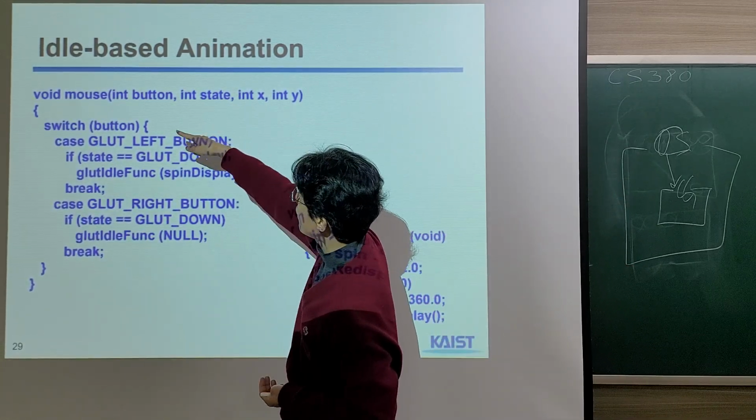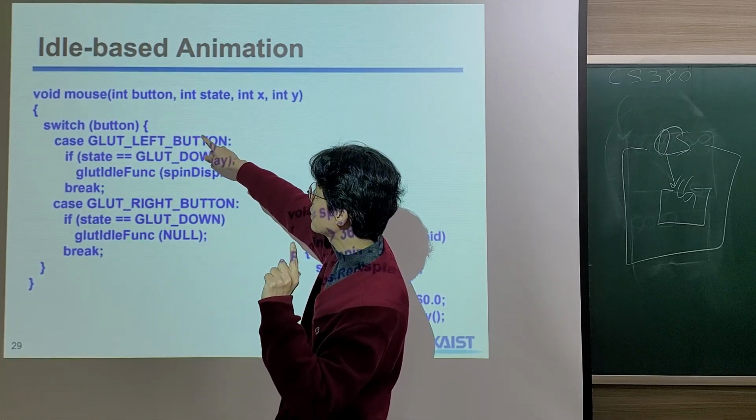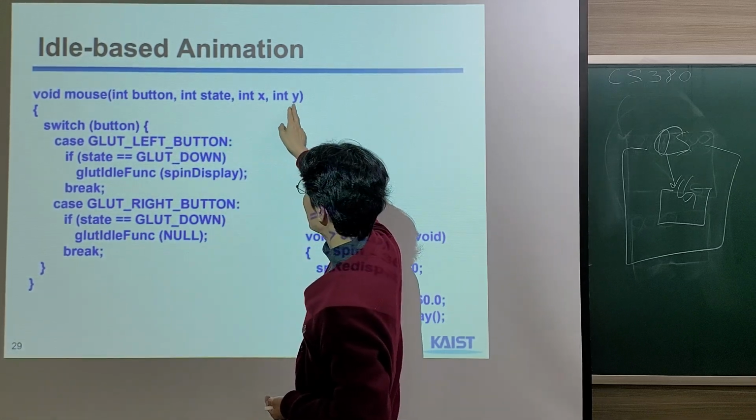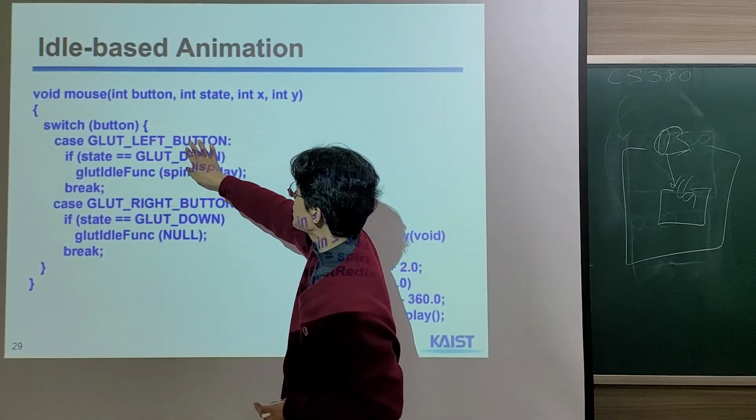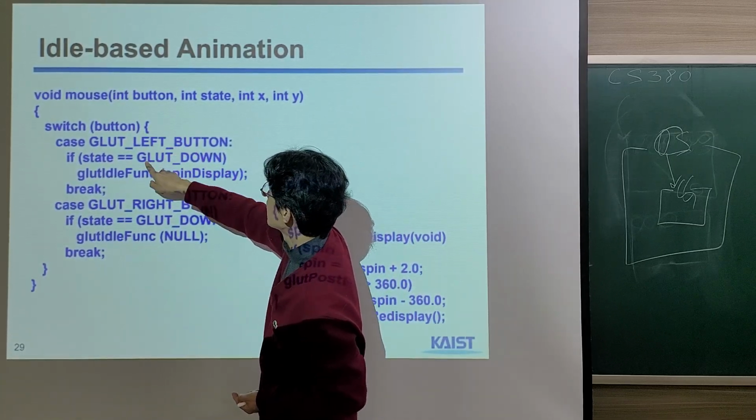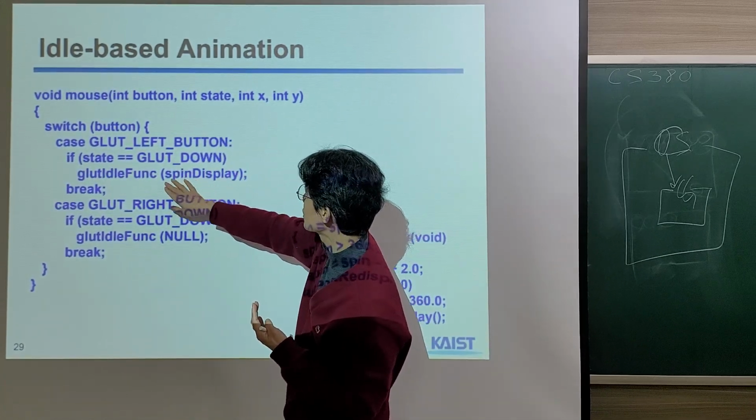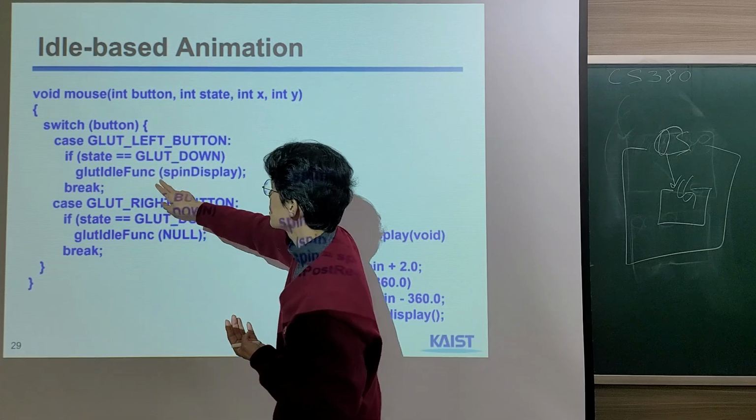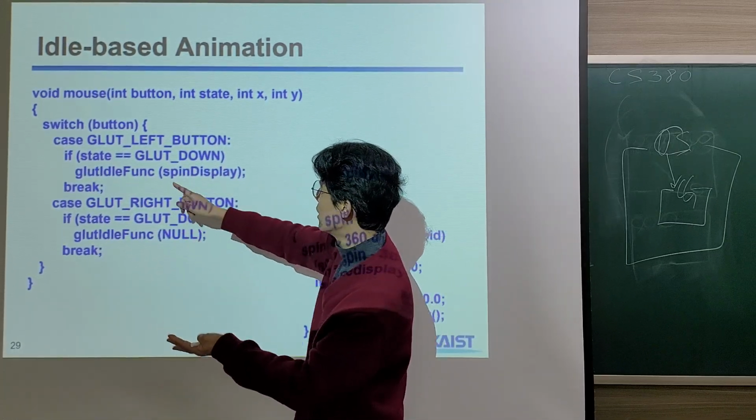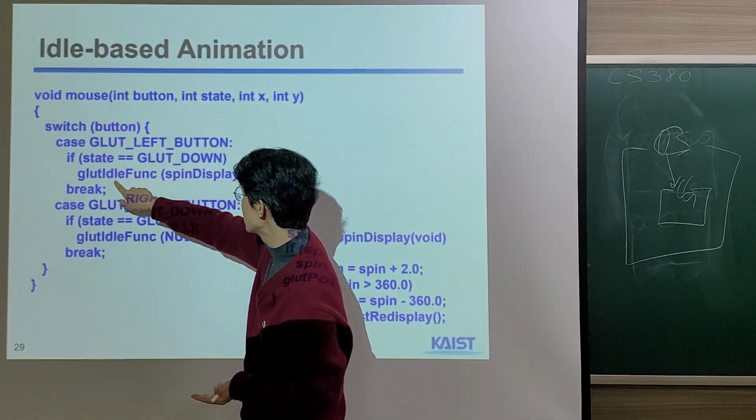This callback function is called back when some sort of mouse button is clicked. This function comes with some parameters: button, state, and x and y. The button tells which button was clicked, for example the left button. In the case of a left button click, when the left button is down, I set the GLUT idle function. We actually register another callback function. We register spin display as this idle function.